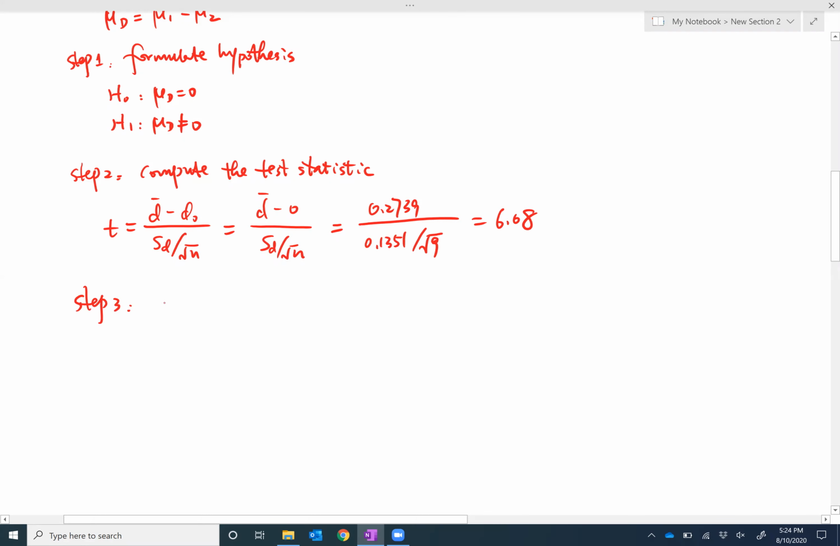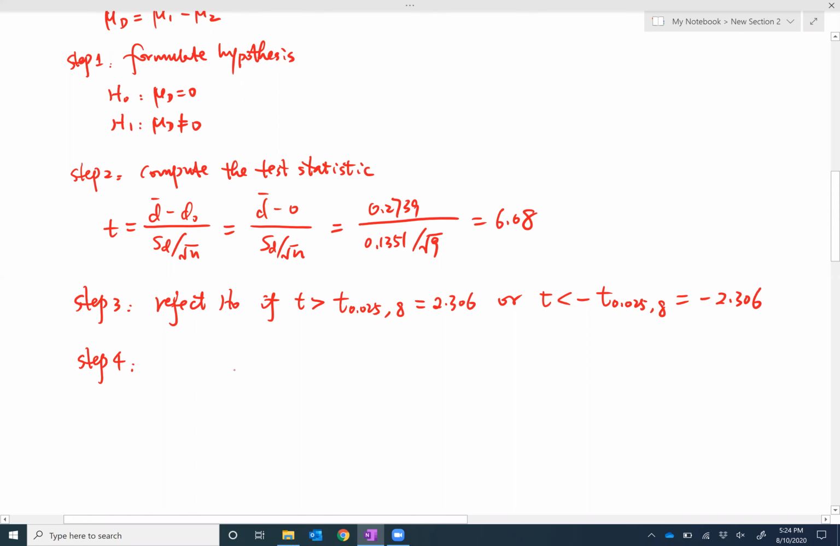Okay, step 3. We are going to reject H naught if our test statistic is greater than t alpha over 2. Let's use alpha of 5%, so this is 0.025, and n minus 1 is 8. If you check the table or use the computer, it is 2.306. Or t less than minus t 0.025, which equals minus 2.306. Now, step 4: our 6.08 is actually greater than 2.306. So this is satisfied, and we reject H naught.